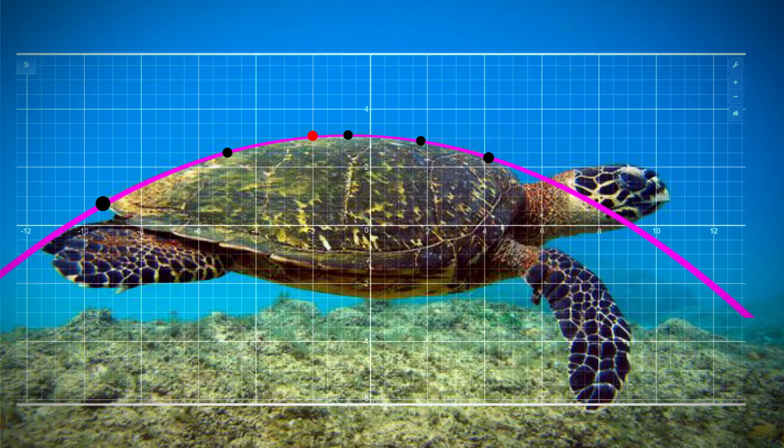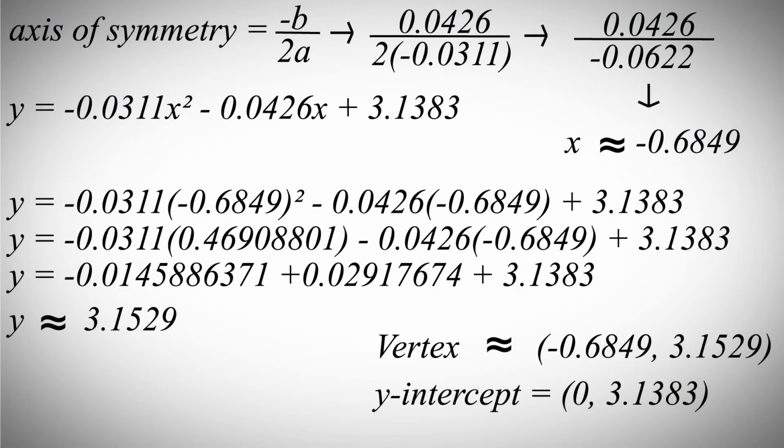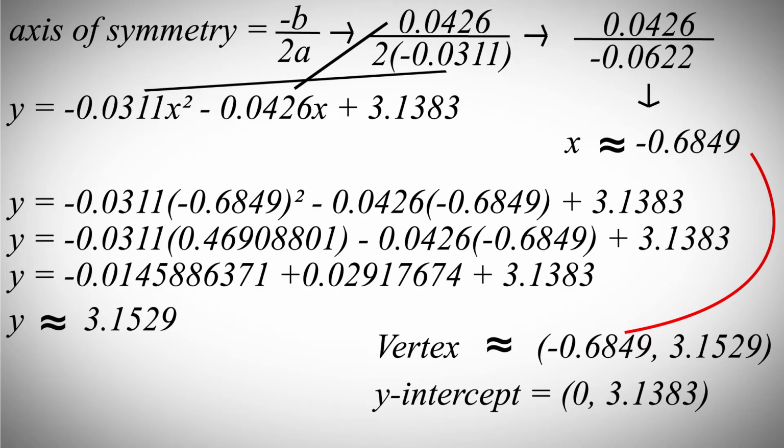Using this quadratic regression equation, we can find a supposed vertex of the shell. Using the axis of symmetry formula for a parabola, negative b divided by 2a, we can get the x-coordinate of the vertex. Let's plug in b and a. Now multiply b by negative 1. Then multiply a by 2. Now divide the numerator by the denominator. We now have the x-coordinate of the vertex, approximately negative 0.6849.